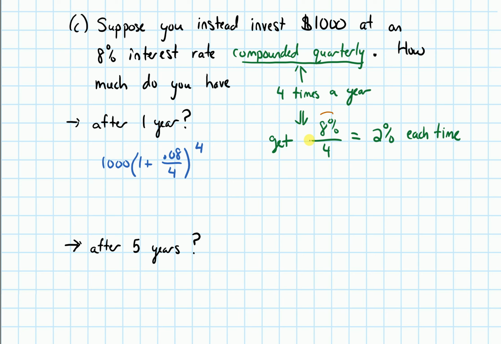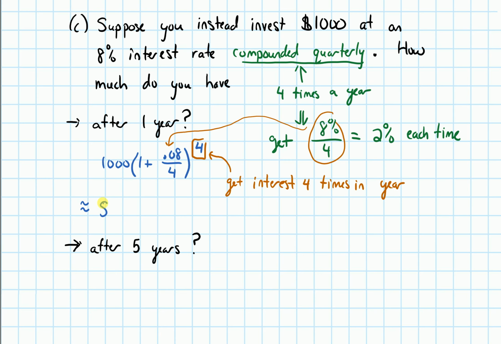Okay, so notice that this 8% over 4, that is what we plugged into here. And the reason why this exponent is 4, we already sort of mentioned it in words, but I'll write it down. This is because we get interest 4 times in a year, because we're getting it quarterly. And if we work out what this is with the calculator, this ends up being about $1,082.43216.